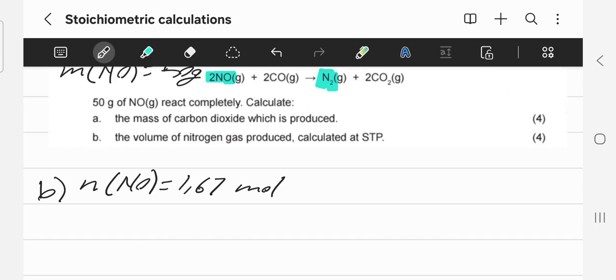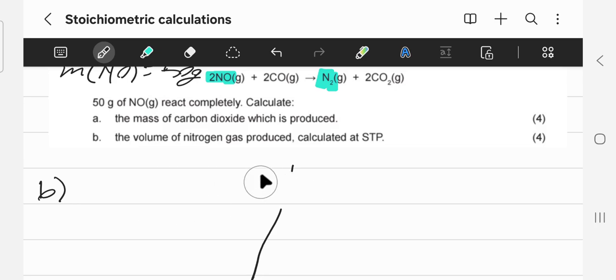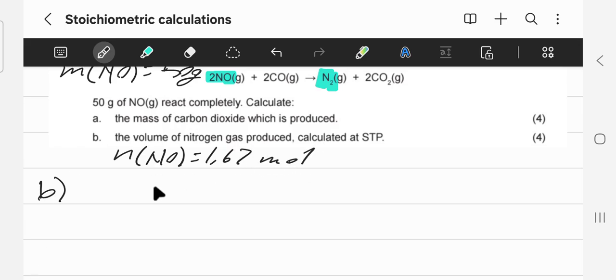So now let's use our ratios. Let me write this up here. n of NO is equal to 1,67 moles. Remember I said when we are using ratios, we are going to focus on the substance that has information and the one that doesn't have information. In this case, it's nitrogen. So we'll say NO is 2 and N2.